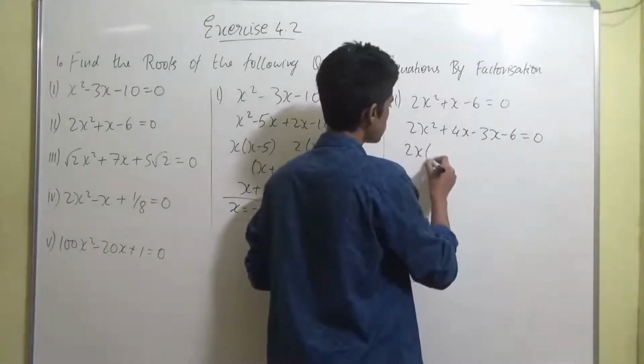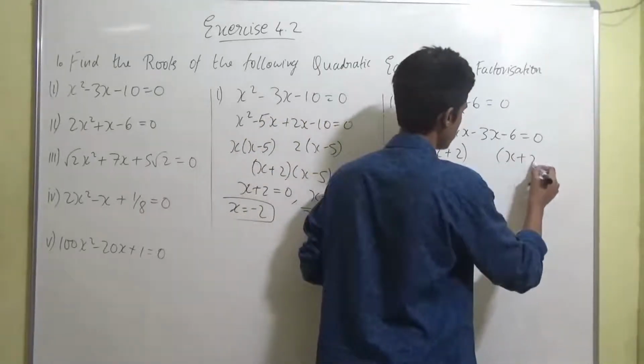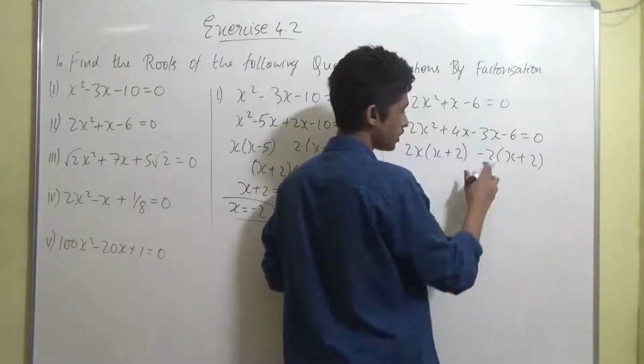So we are going to take 2x common. It's going to become x plus 2. The same x plus 2, you're going to write here as well. Now we have to see by multiplying what number with x you get minus 3x. So it is minus 3.